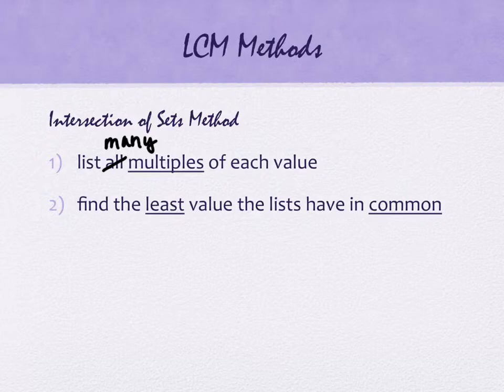So I don't have to list that 1 times 3 is 3, and 2 times 3 is 6, and 3 times 3 is 9. That's not what I'm doing. I'm just listing the result of what happens when I have my multiples list. And then I look at the lists that I'm using, and I look for the one where they coincide first. The least multiple of the lists.